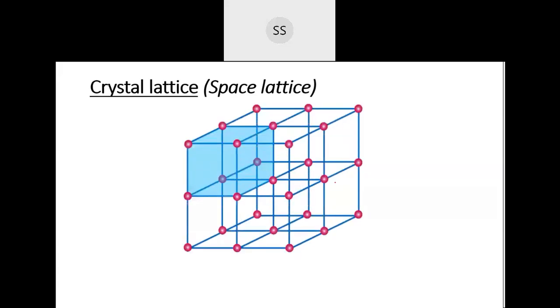Now, there are certain characteristics for this crystal lattice. The one which I've already told you is that each and every point of this crystal lattice is represented by a constituent particle. Those constituent particles can be atoms, or molecules, or ions. And each point over here is called a lattice point. These points are called lattice points.